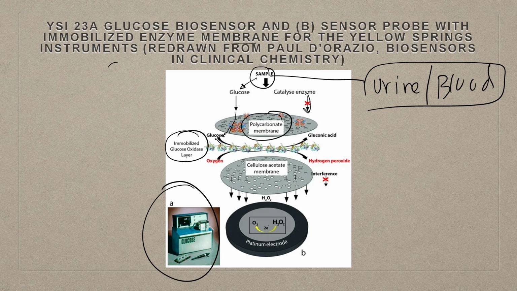Now glucose gets transformed into gluconic acid in the presence of glucose oxidase, and this process is orchestrated with oxygen and glucose in the presence of glucose oxidase, making gluconic acid and hydrogen peroxide. There is a cellulose acetate membrane here, which allows the peroxide to pass, and the peroxide on a platinum electrode is leaving 2 electrons and becoming oxygen.